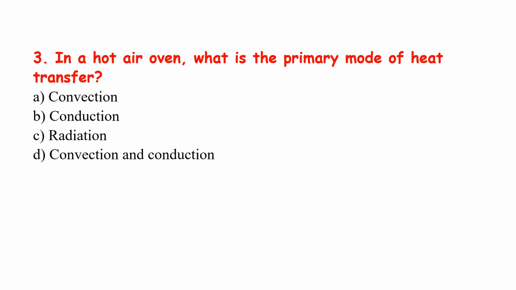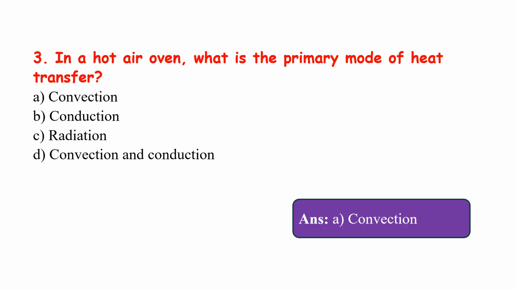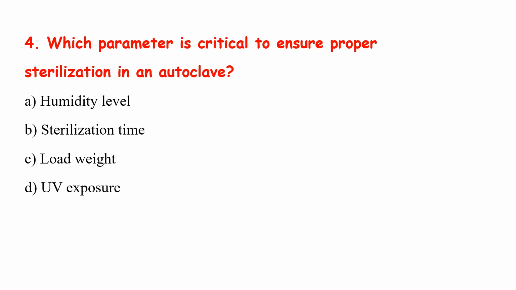In a hot air oven, what is the primary mode of heat transfer? Convection, conduction, radiation, convection and conduction. The correct answer, convection. Which parameter is critical to ensure proper sterilization in an autoclave?